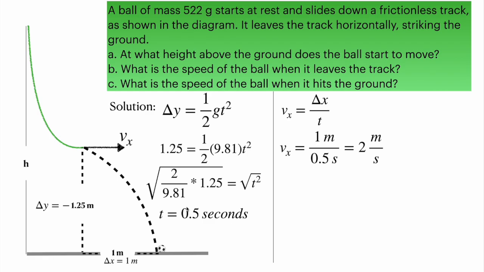So Vx is 2 meters per second, of course, horizontally launched. So part B is now found. We found part B, which is Vx. Okay, now let's see if we can find another thing. As you can see, Vx is here.